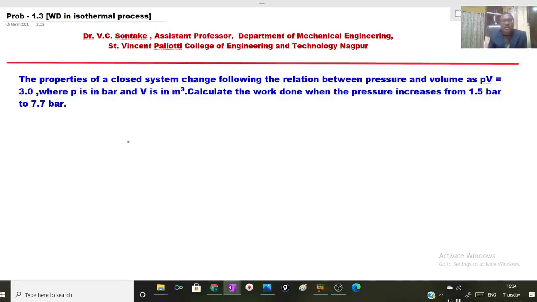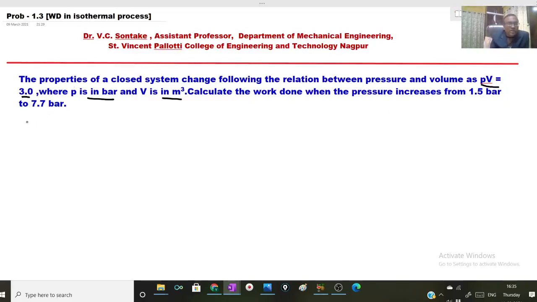Problem 1.3, work done in isothermal process. The properties of a closed system change following the relation between pressure and volume as PV = 3, where P is in bar and V is in meter cube. P is pressure and V is volume. Calculate the work done when the pressure increases from 1.5 bar to 7.7 bar.